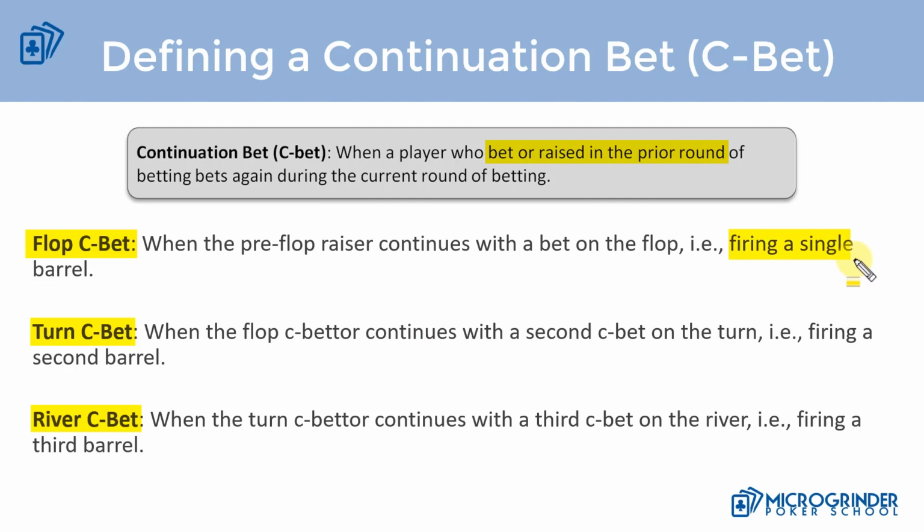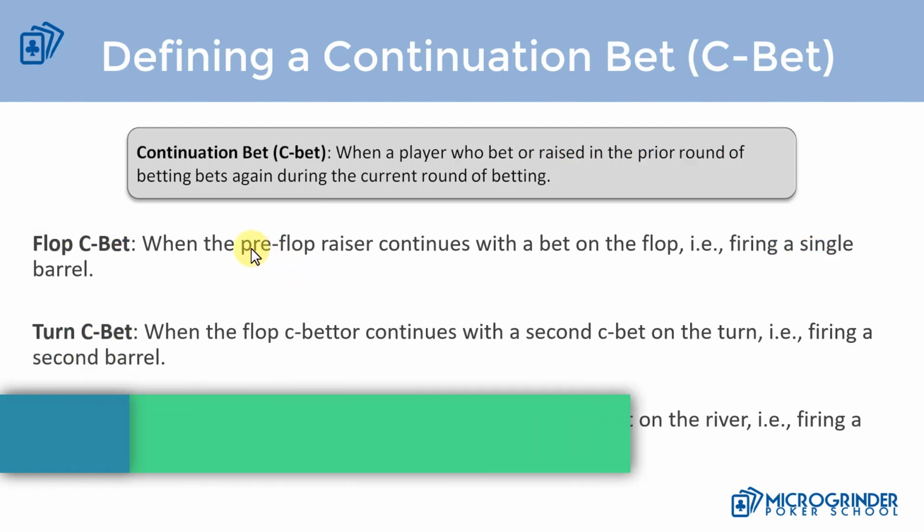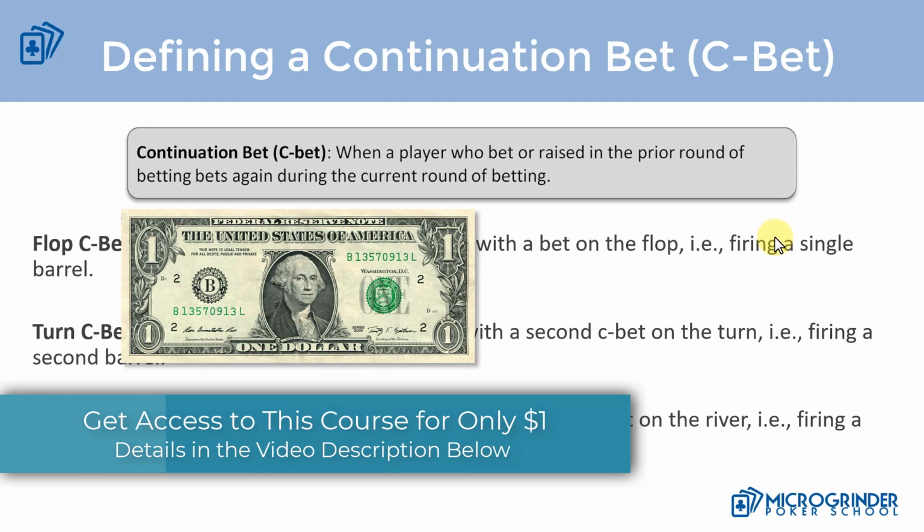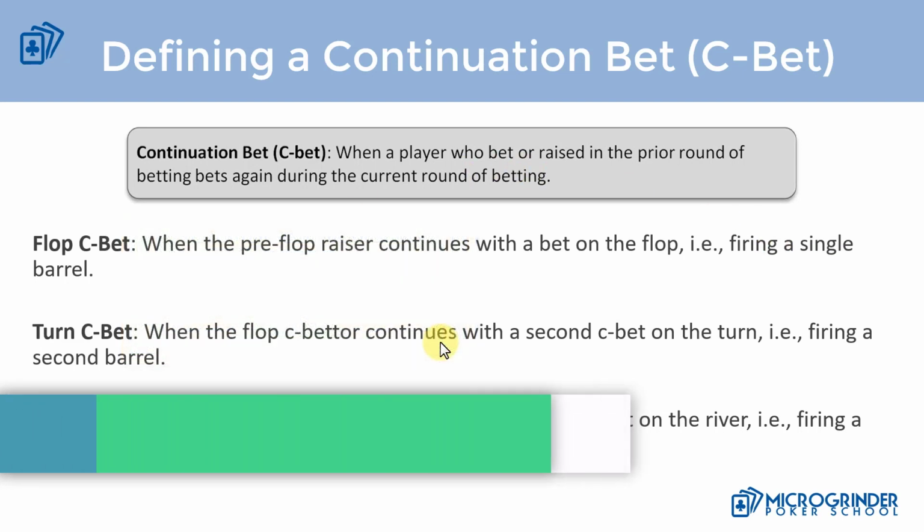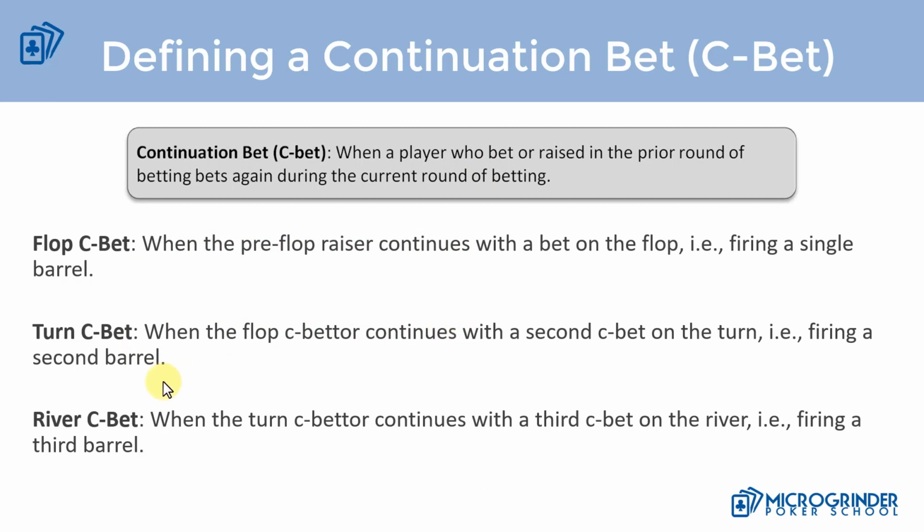Now, when we're talking about C-betting the flop, turn, and the river, you'll commonly hear firing a single barrel, firing a second barrel, or firing a triple barrel, which I've highlighted some of the wording down here. And what that means is that when somebody fires a single barrel, it means that they are C-betting the flop. If they're firing a second barrel, it means they C-bet the flop and they C-bet the turn. And if they're firing a triple barrel, it means that they're C-betting the flop, the turn, and the river. So if you hear those, that's what it means.